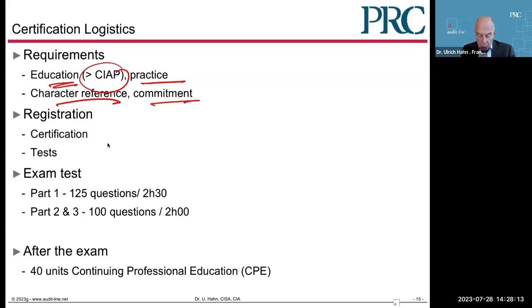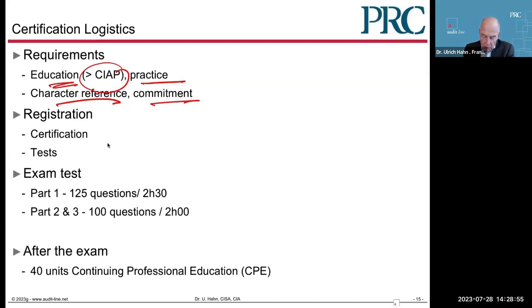Then you have to register, and that means in general for the IIA certifications. On a second step, you have to get the voucher for a practical exam, and then with the voucher you can go to one of the exam service providers and book a slot, and in the slot you do your test. The test is graded, and if you have succeeded, then you have one part, and if you have all three parts, and if you have fulfilled all the requirements, you get your certification.